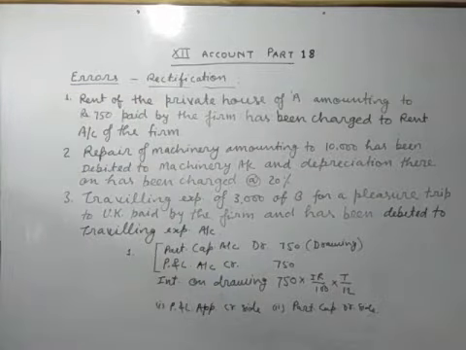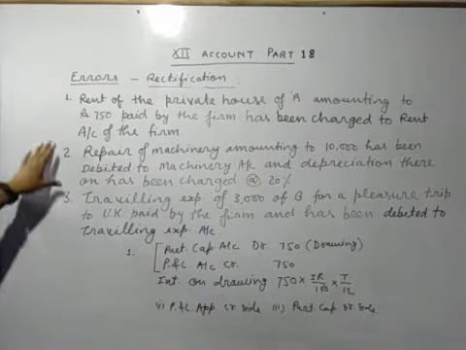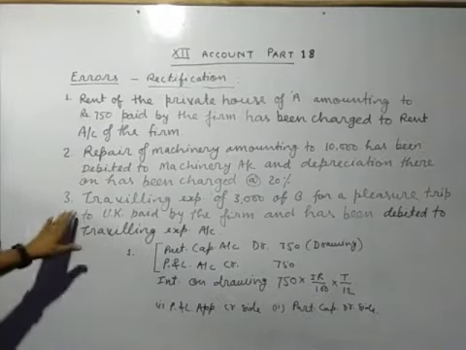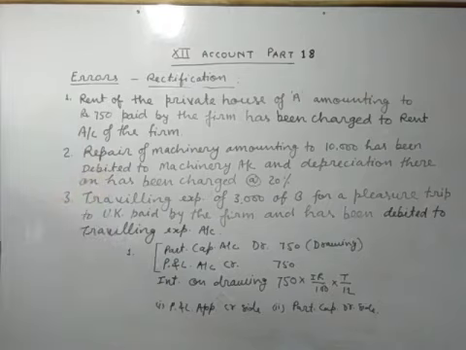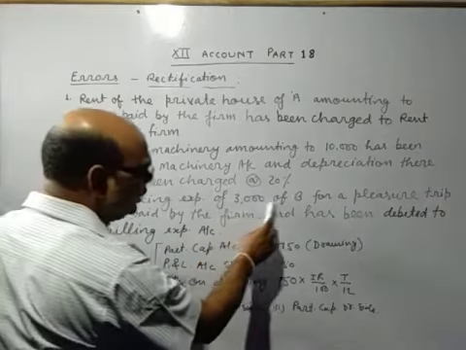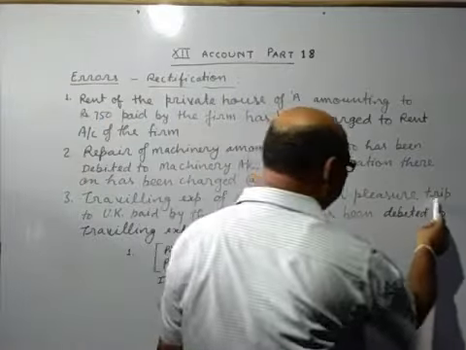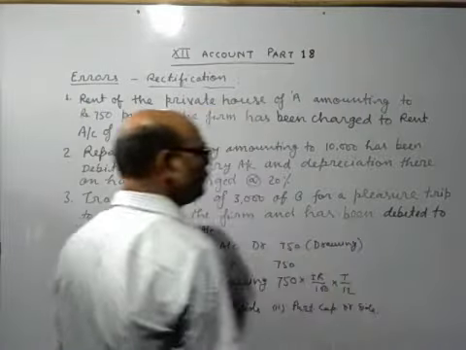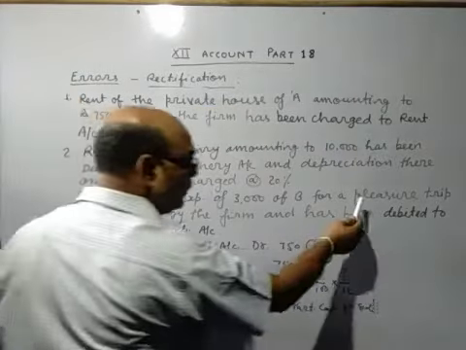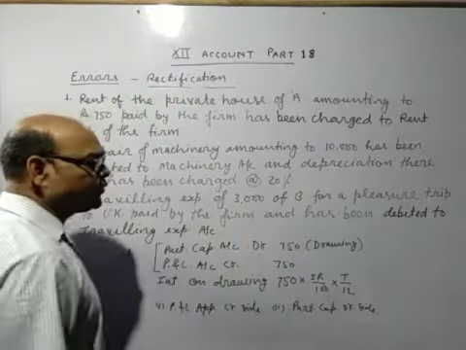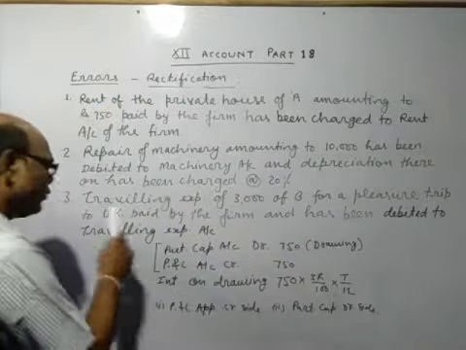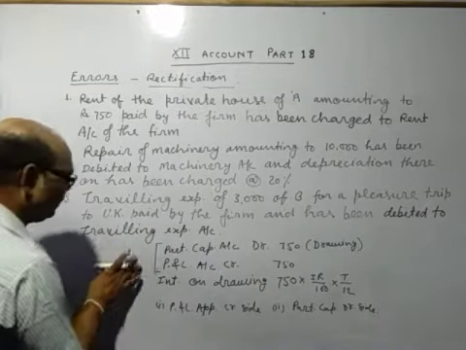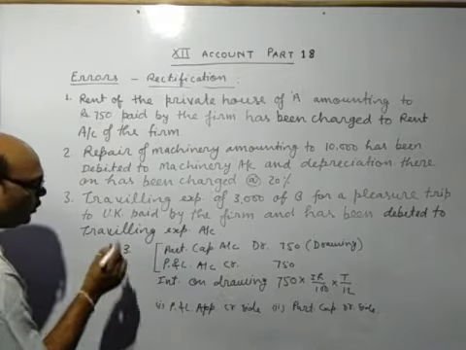Okay. Before seeing the second point, we see the third point. That is the same concept as number 1. Traveling expenses of 3000 of B for a pleasure trip to UK. This is a pleasure trip expenditure, so this is a personal expenditure of B. So this will be considered as a drawing of B. So here the same concept has come.